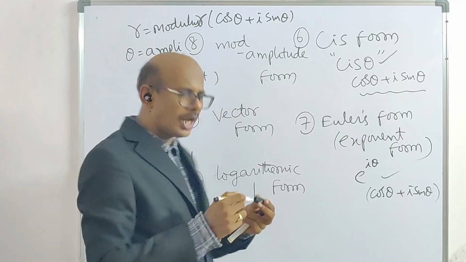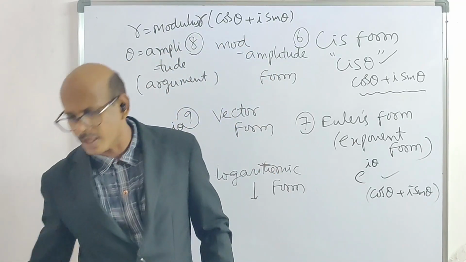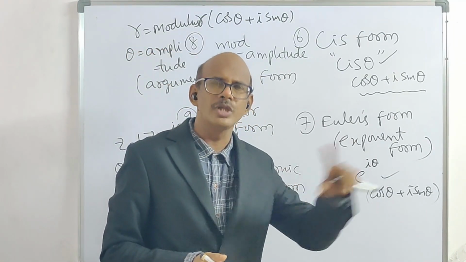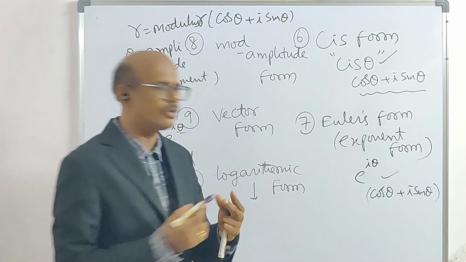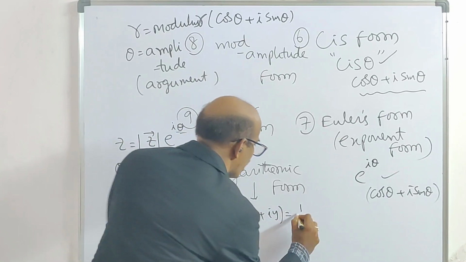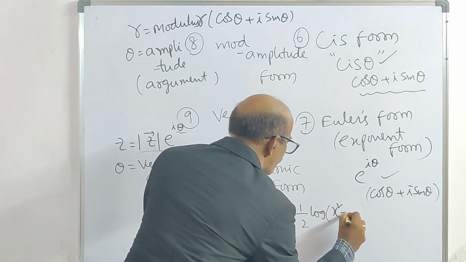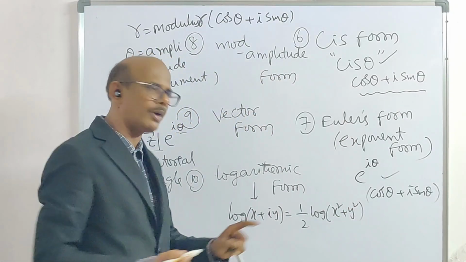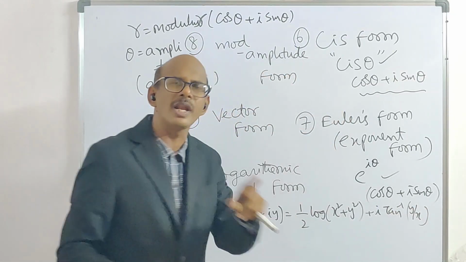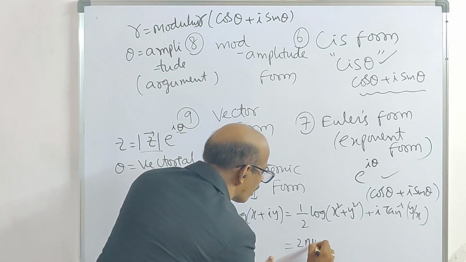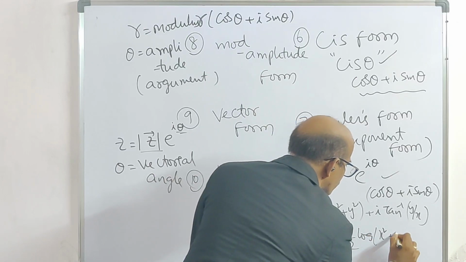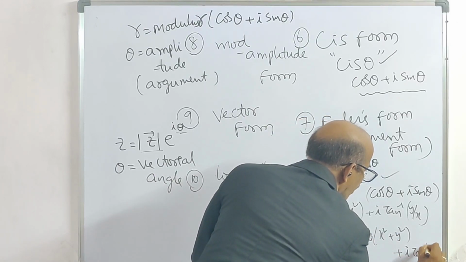Logarithmic form. In log form also there is clarity, by taking the principal value into consideration or the general value. Generally, log of x plus iy is 1 by 2 multiplied by log of x square plus y square plus i tan inverse y by x, by taking the principal value into account. If you take the general value, this will be 2n pi i plus 1 by 2 log of x square plus y square plus i tan inverse y by x.